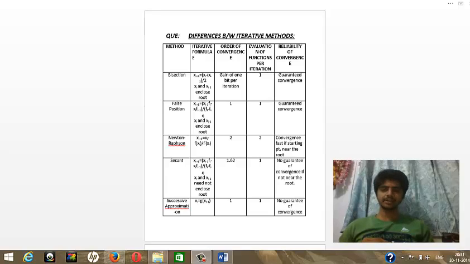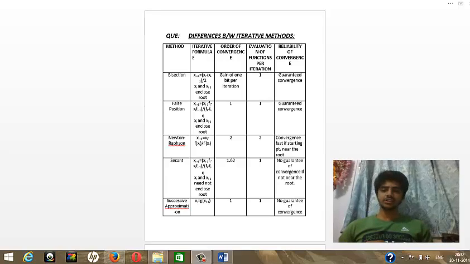The fourth one is secant method. x_{i+1} = (x_{i-1} f_i - x_i f_{i-1}) / (f_i - f_{i-1}). Here the iterative formula of secant method is the same as the formula of false position method, but here x_i and x_{i-1} need not enclose the root. In the false position method, we have seen that x_i and x_{i-1} enclose the root, but in the secant method, it is not necessary that x_i and x_{i-1} enclose the root.